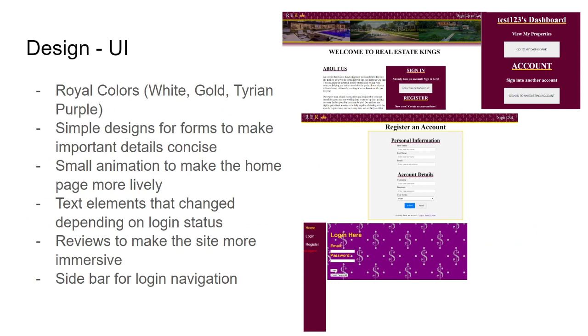Since the company's name was Real Estate Kings, when it came to the UI, we decided to use royal colors, which includes white, gold, and Tyrian purple. And simple designs were used for inputs such as the form in order to make these important details very concise. A small animation was added to the homepage in order to make it more lively, as you can see right here where the text up top is somewhat transparent because it's popping into the page.